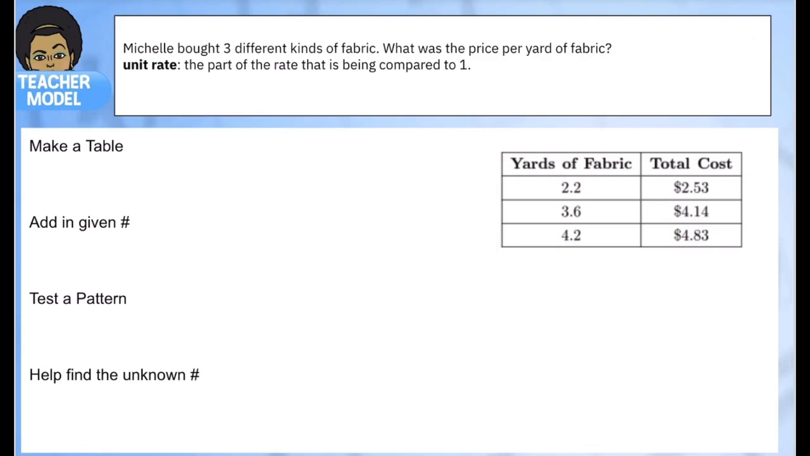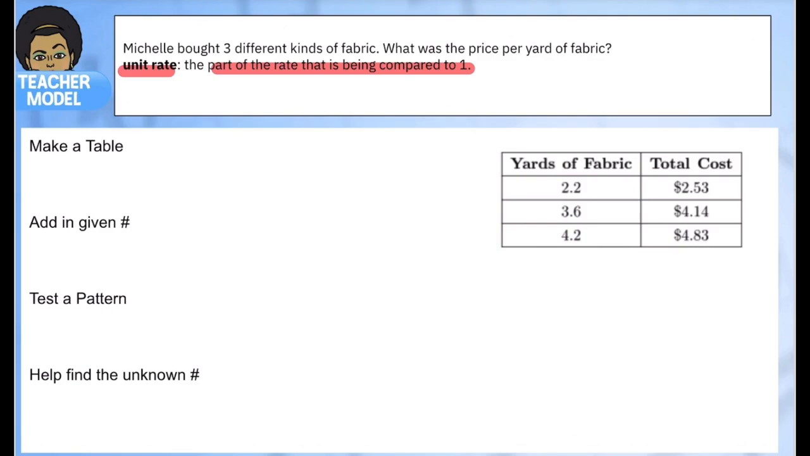Let's jump into our first model problem, just one of two today. We're going to be using unit rates, which I've defined here, meaning a part of the rate that is being compared to one. So of our two quantities, we want to have one of them be 1. And we're going to use math to set this up.